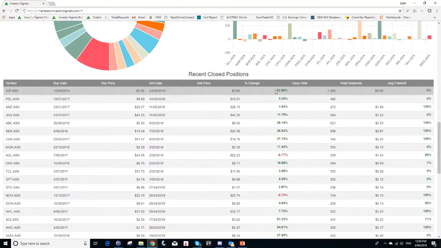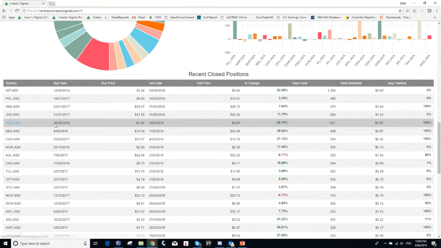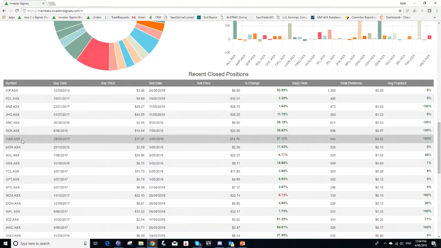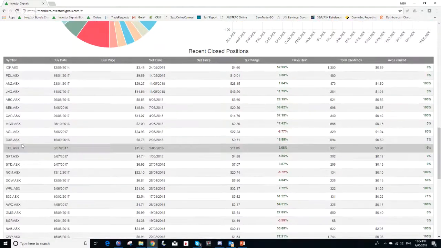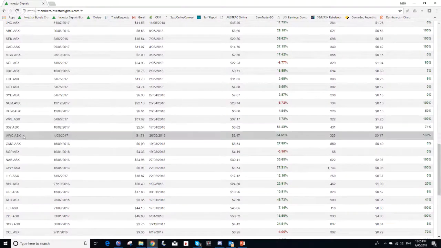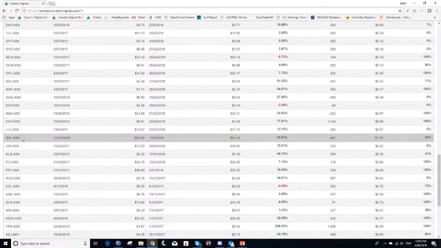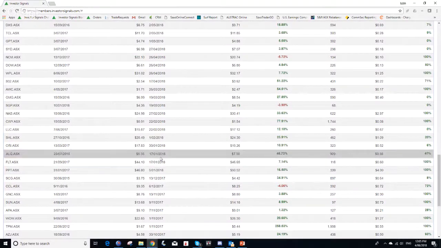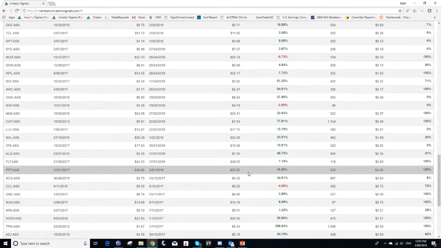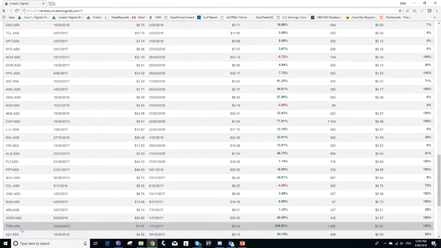So IOOF, 52% gain, PDL 3% gain, JHG was 11% gain, ABC 28, SEEK was a 36% gain, Carsales was a 37% gain. Again, looking for ones that we haven't already covered in the other models. Downer EDI 4% gain. Illumina 54% gain. CWY was 77% gain. ORI, ALQ, Flight Centre, Perpetual delivered 16% gain. Coca-Cola 4% loss. And there we go, and TPM 200.